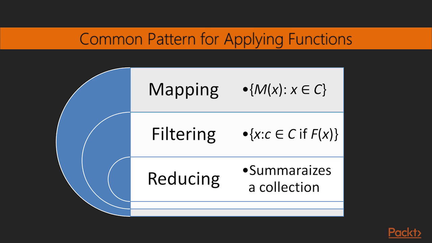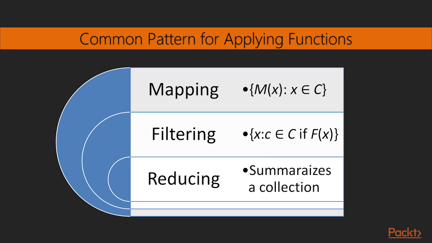Next is filtering. This uses a function to select elements from a collection. We use a function, f, to determine whether to pass or reject an item, x, from a larger collection, C. And the last one is reducing. This summarizes a collection. The details vary, but one of the most common reductions is creating a sum of all items, x, in a collection, C. We'll often combine these patterns to create more complex applications.